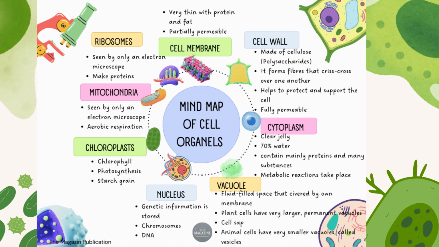Next one, cytoplasm. It is literally a clear jelly containing 70% water, and mainly contains protein as well as some amounts of substances which help metabolic reactions. That means metabolic reactions take place in the cytoplasm.